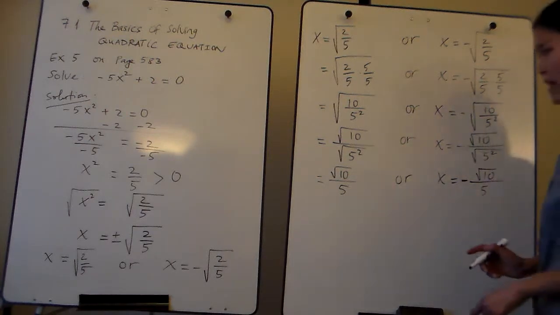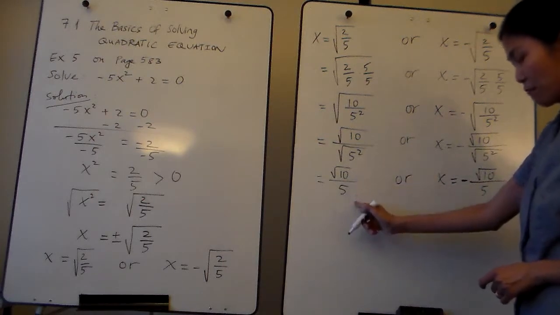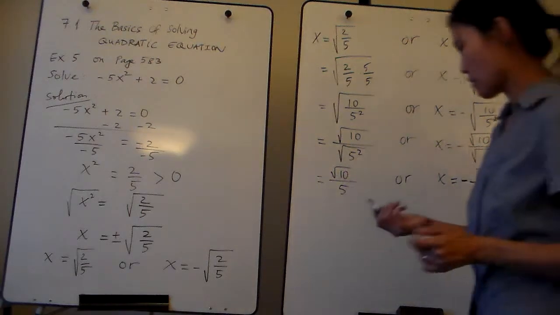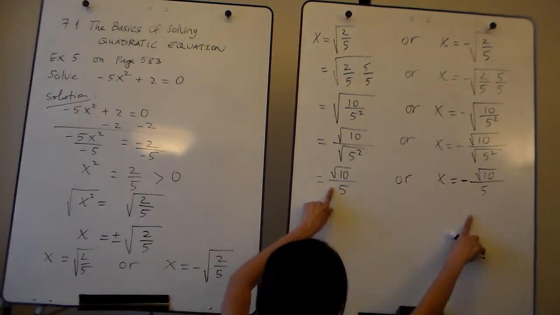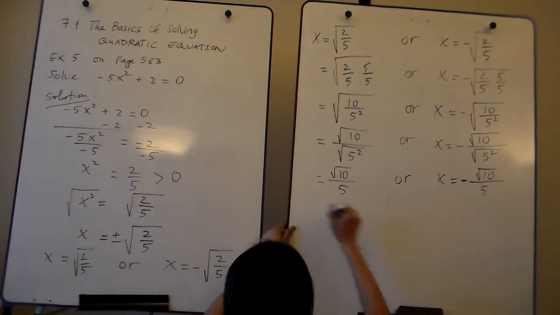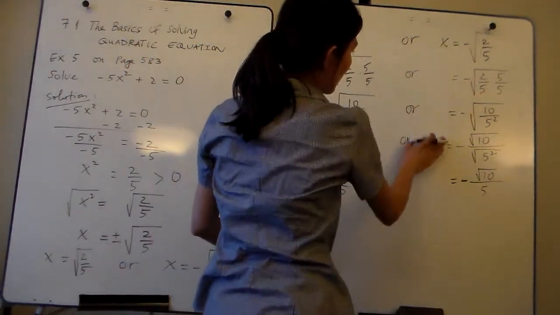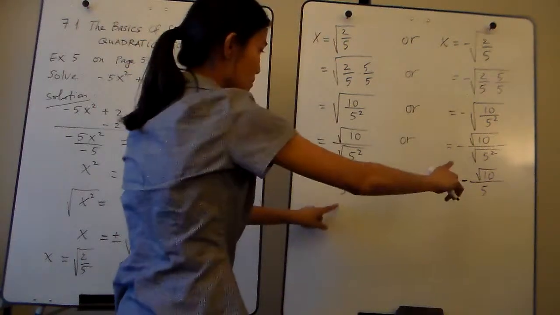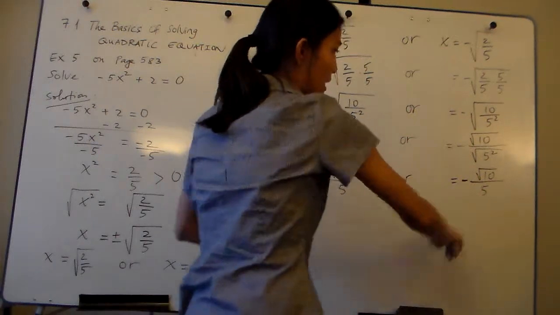So we have two solutions now. The first one is square root of 10 divided by 5, or x equal to negative square root of 10 divided by 5. So let's check solutions. Before I go on, I hope you see this x right here. I mean, we don't need to write all the x. So x equal to square root of 10 over 5, and this one is square root of 10 over 5, but you multiply by negative.